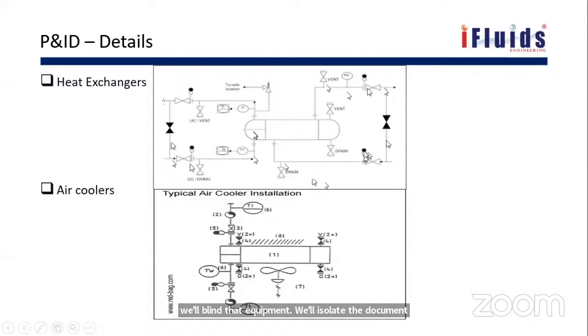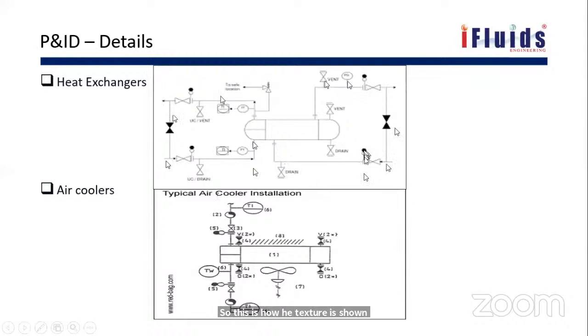So this is how a heat exchanger is shown in a P&ID. You see the inlet line, outlet line, bypass line, vent line, everything is shown.